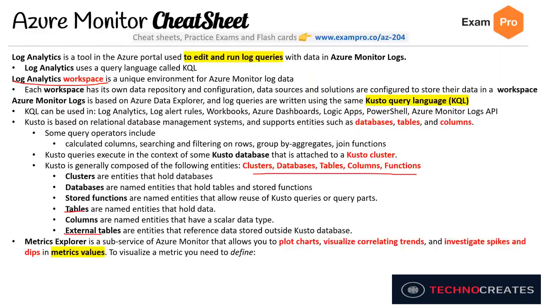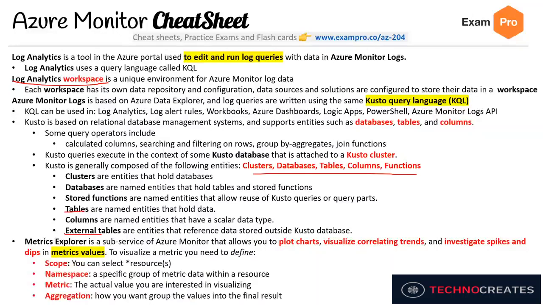Metrics Explorer is a subservice of Azure Monitor that allows you to plot charts, visualize correlating trends, and investigate spikes and dips in the metric values. To visualize a metric, you need to define the scope, the namespace, the metric, and the aggregation.